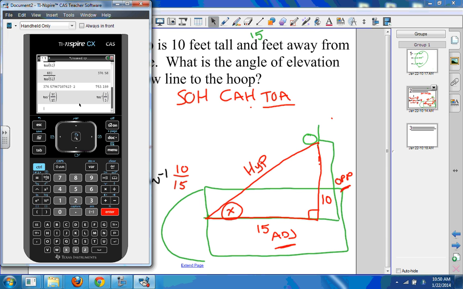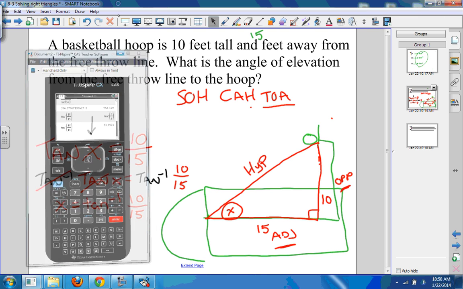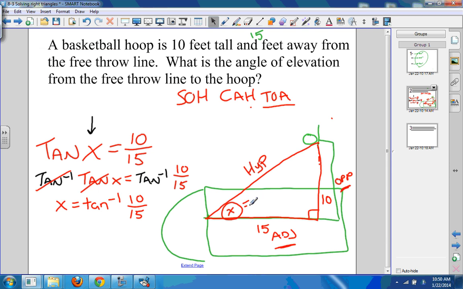But we want a real answer. We want a decimal answer. So to do that, we hit Control Enter, and we get 33.7. So x here is equal to 33.7, that angle. We always want to look at our answer and think about it for a second if that makes sense. If I'm sending a free throw line going up at an angle of 33.7 degrees, sure, I'll buy that.